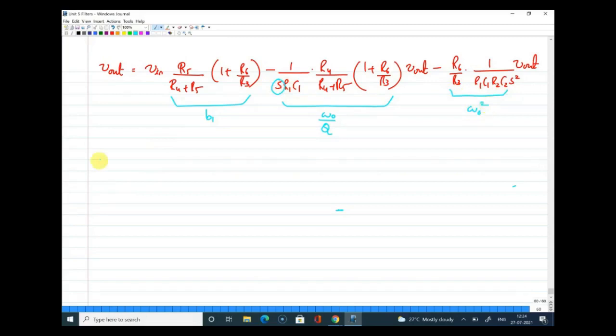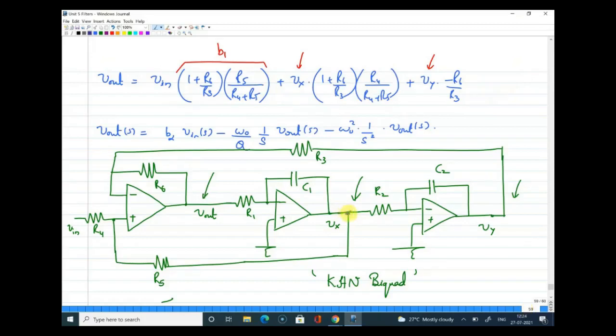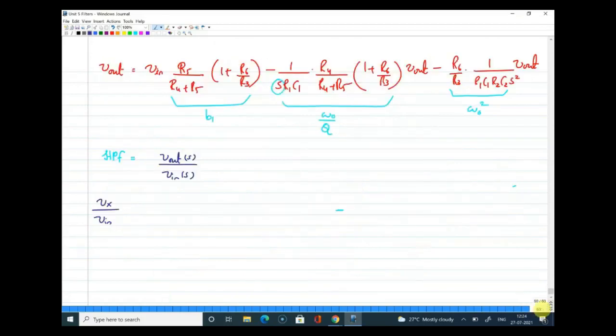Now quickly I will tell. So to get high pass filter, what you need to do is you need to take V out by V in of S. Now what is this Vx by V in? Vx by V in is nothing but the output of the second filter, right? So second op amp, which is the output is Vx and the input is V in only. So what is this Vx by V in? Vx by V in can be written as Vx by V out into V out by V in.